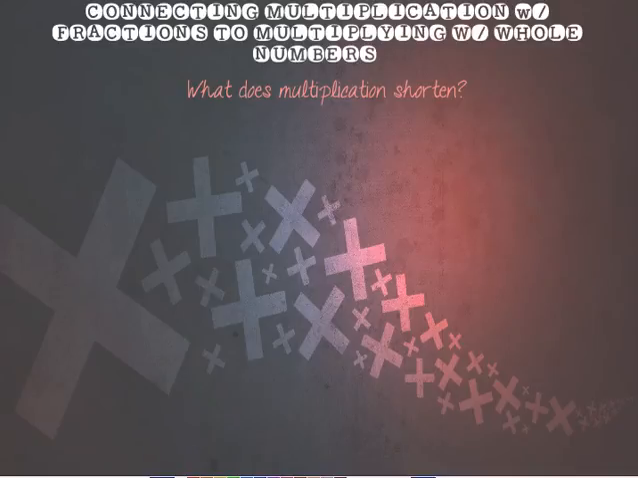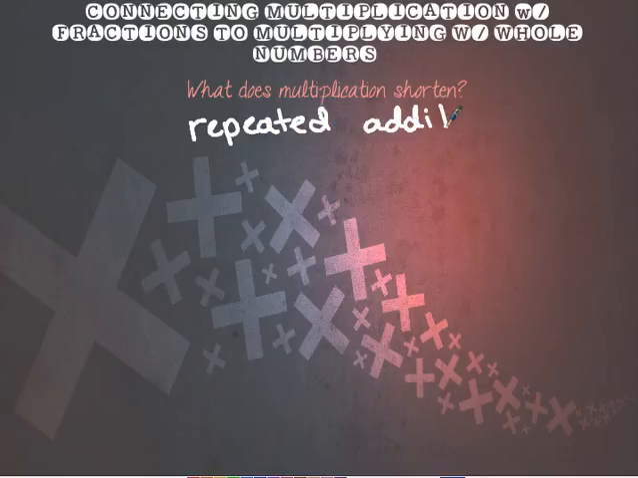What does it mean? What are we doing when we multiply? So we know that in previous grades you talked about multiplication and you learned that multiplication is shortened addition. So it's repeated addition that we shorten. So if I have any repeated addition, I shorten that by turning it into multiplication.